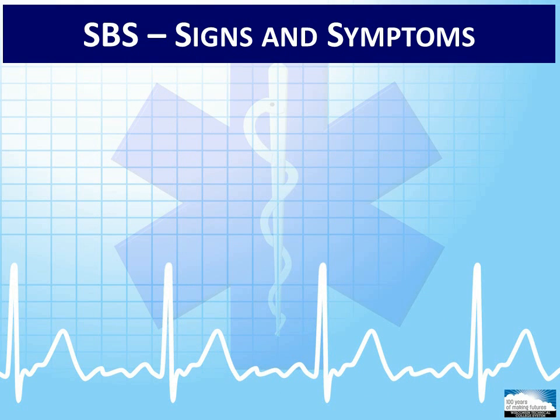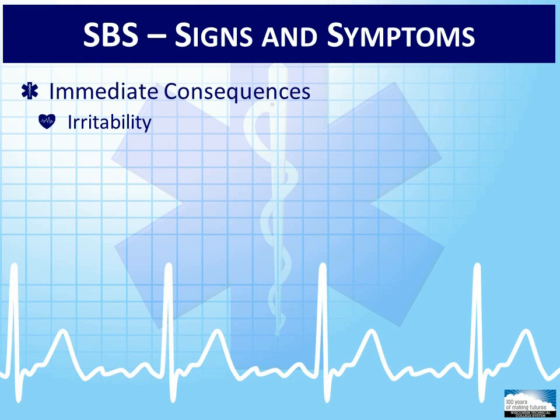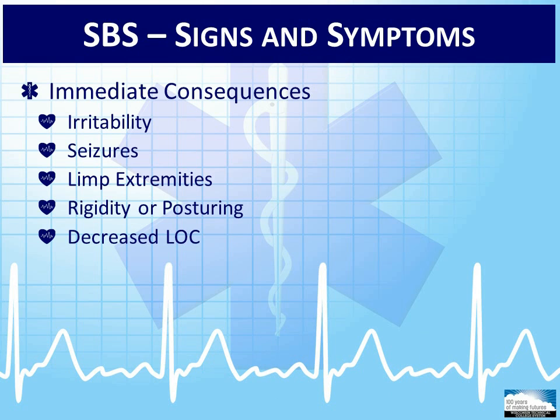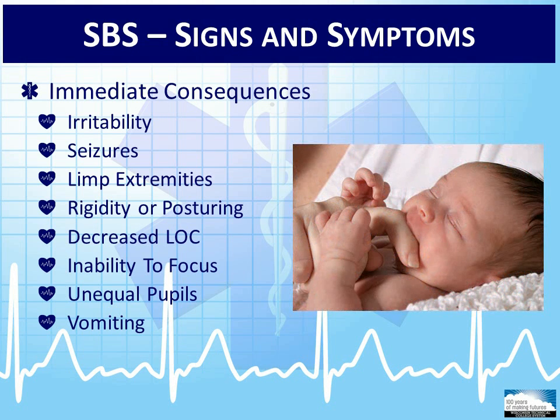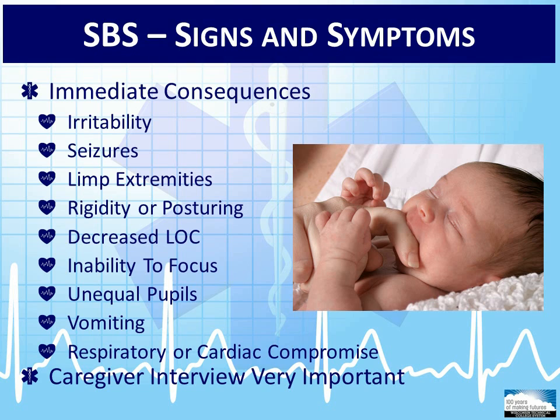Child victims of shaken baby syndrome may present with extreme irritability, seizures, limp extremities, rigidity, posturing, decreased level of consciousness, inability to focus, unequal pupils, vomiting, or the inability to suck or swallow. In more severe cases, respiratory or cardiac function may be compromised, which may result in death. These signs may occur in children for reasons other than non-accidental trauma, shaken baby syndrome, so it is important for the EMT to ensure an adequate caregiver interview to piece together what may have happened.